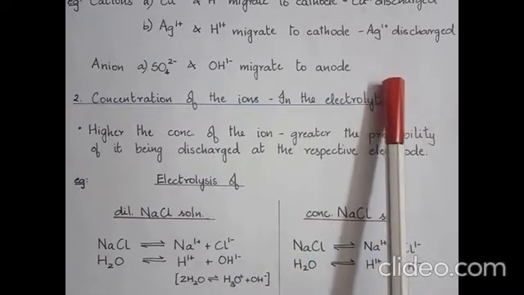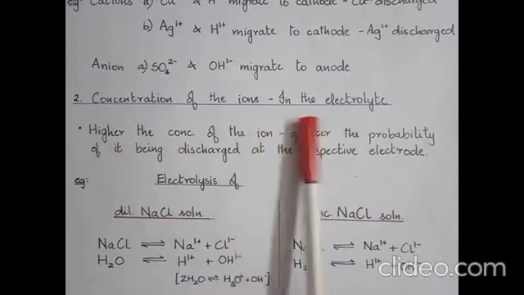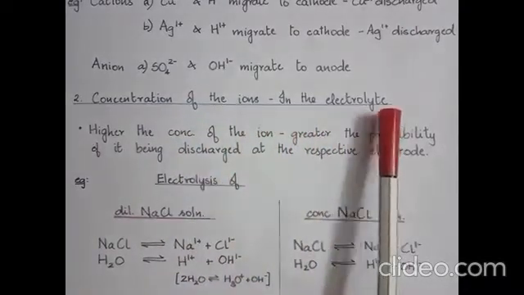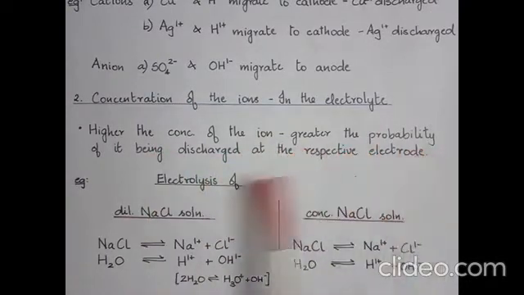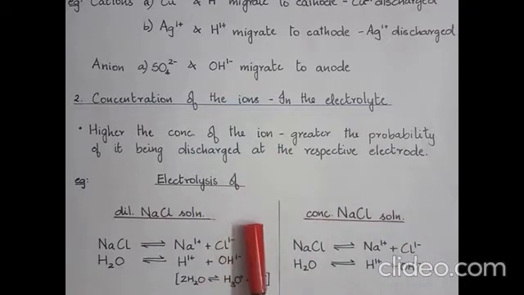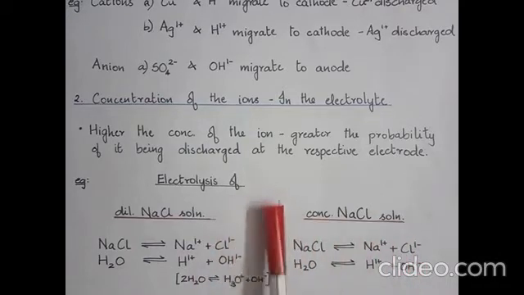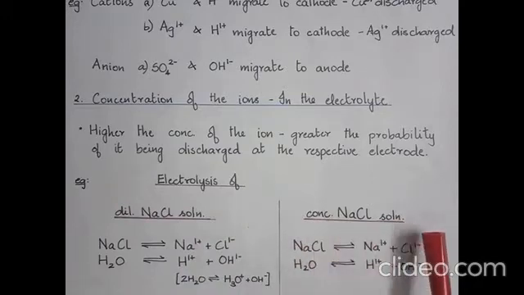The second factor is the concentration of the ion in the electrolyte. Based on the concentration also the discharge takes place. Higher the concentration of ion, greater the probability of it being discharged at the respective electrodes. Now let us take an example of dilute sodium chloride solution and concentrated sodium chloride solution. Electrolysis of dilute sodium chloride solution and concentrated sodium chloride solution.